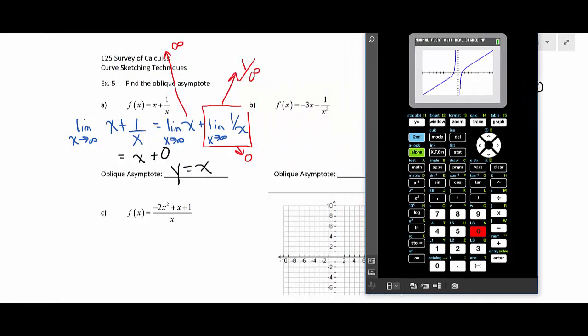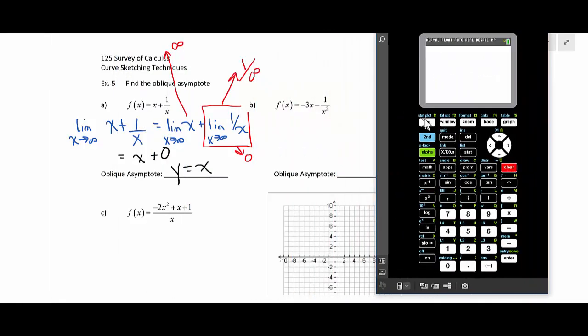Okay, let's do a couple more things with the calculator. So what I want you to do on this is put in the function I gave you. So it's just x plus 1 over x, like that, and then just graph it in a standard window. So just go zoom 6. And you'll get something that looks like the other examples I did.